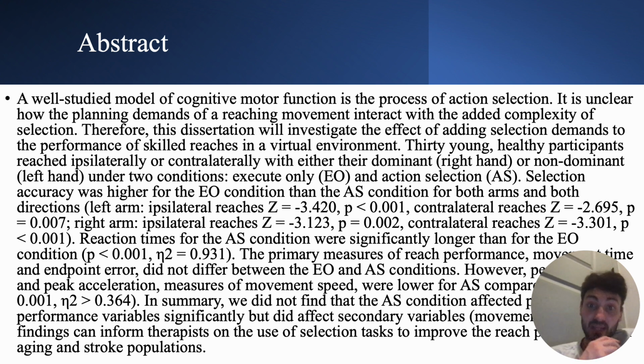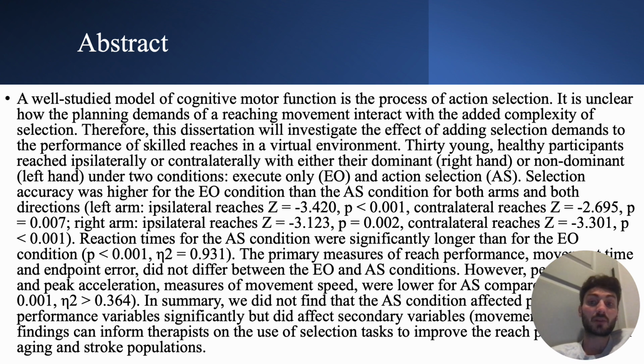non-dominant left hand. And I gave the two conditions, defined those two conditions for ipsilateral and contralateral reaches, and broke that down into z-scores and the p-values, for example, of what I would assume based off of what I kind of saw in undergrad and grad school. Reaction times for the AS condition, I assume, would be significantly longer than for execution only. The primary measures of reach performance, movement time, and endpoint error may not differ between the conditions, which is kind of what we see in the preliminary data that I saw in my previous studies.